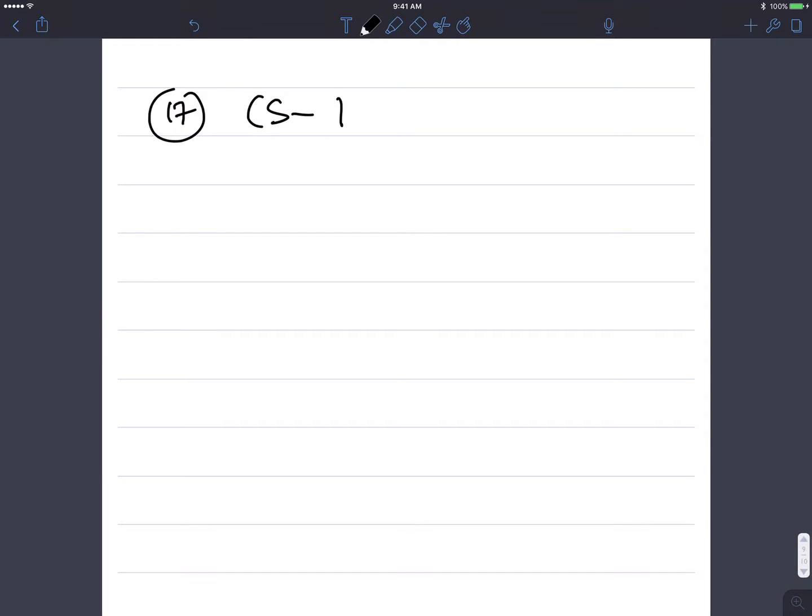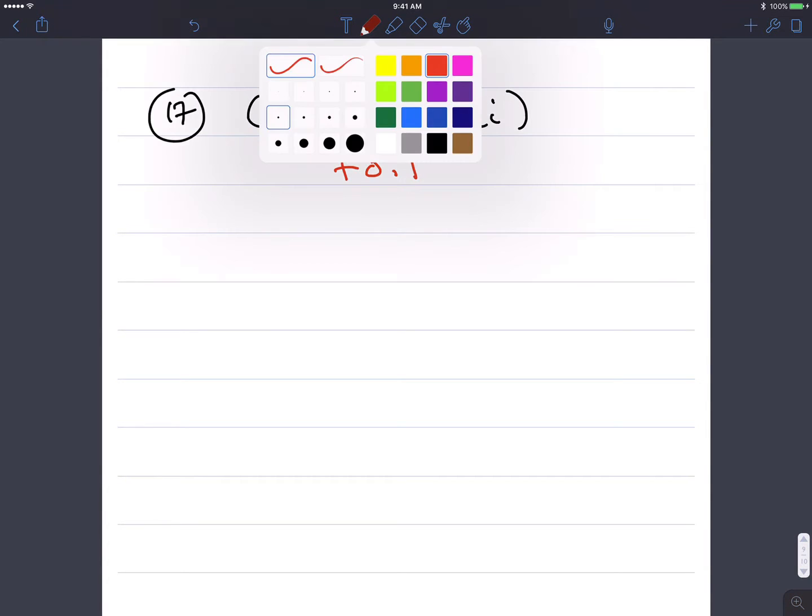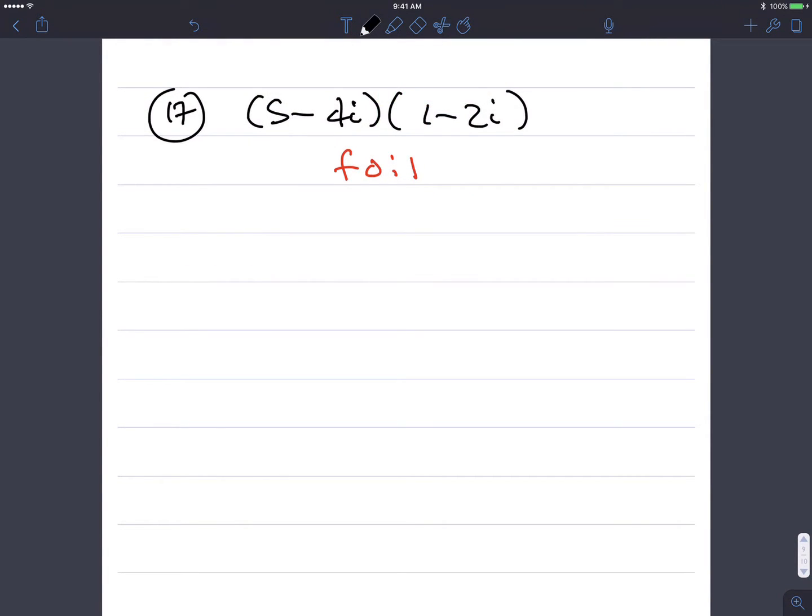Number 17. 5 minus 4i times 1 minus 2i. FOIL. Row 5, let's put it up here. Row 5, that's fine. Row negative 4i. Column 1, column negative 2i.